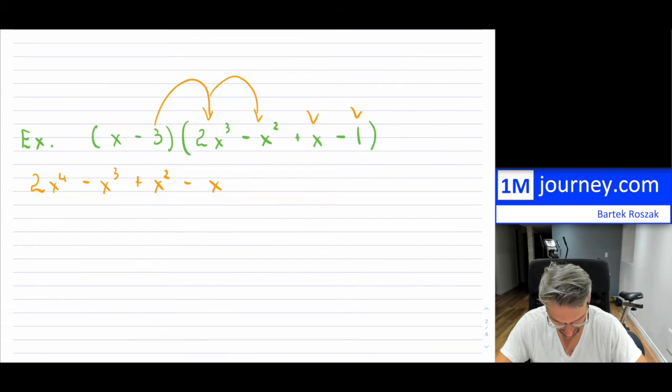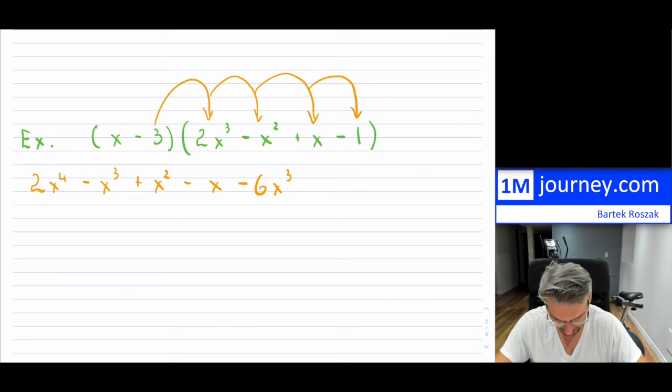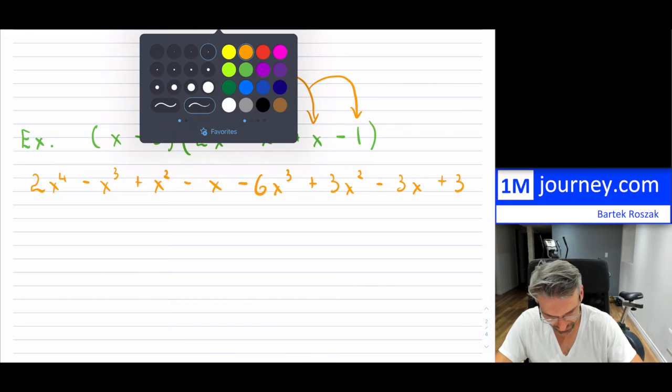So 1, 2, 3, and 4. That's what we have there. So now that's going to be minus 6x cubed plus, now it's going to be 3x squared minus 3x, and then finally plus 3. Now, any like terms, so we're going to try to grab these all together.